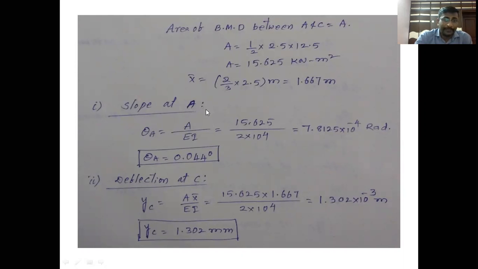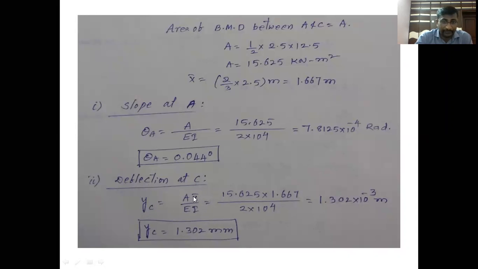Then the slope at point A is theta A equal to A by EI, the area between A and C divided by EI. So 15.625 divided by 2 into 10 to the power of 4, the flexural rigidity given in the problem. Then we will get, in radians, 7.8125 into 10 to the power of minus 4. If you convert into degrees, theta A equals 0.044 degrees. Theta A is the maximum slope, and the deflection at point C is the maximum deflection.